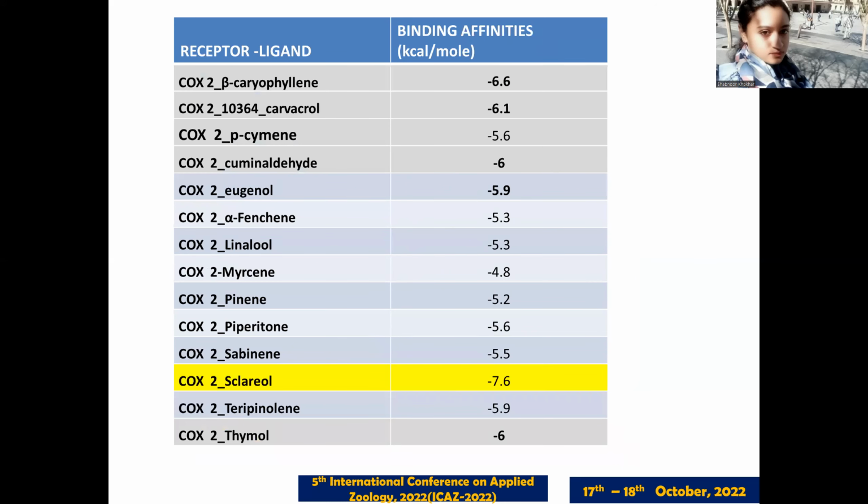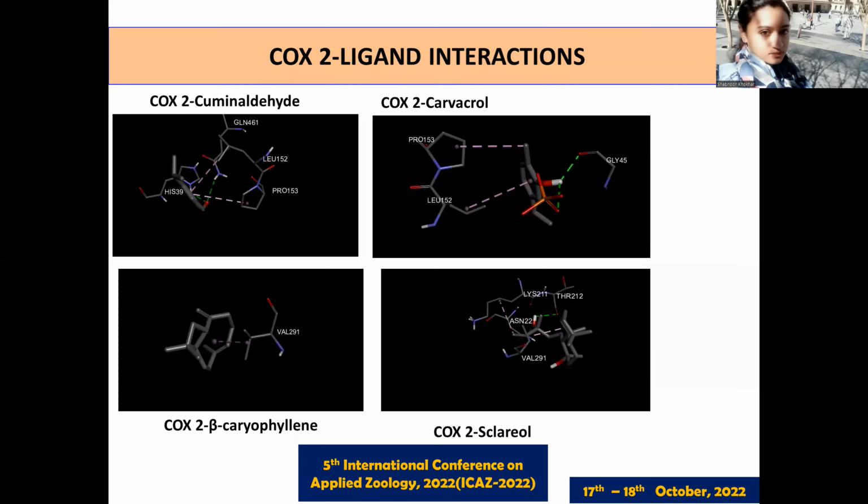In the COX-2 and ligand interaction, we can see that the best result is again given by secretiole, and out of the 14 compounds, 13 give binding affinities. The best result, you can see, is given by secretiole.